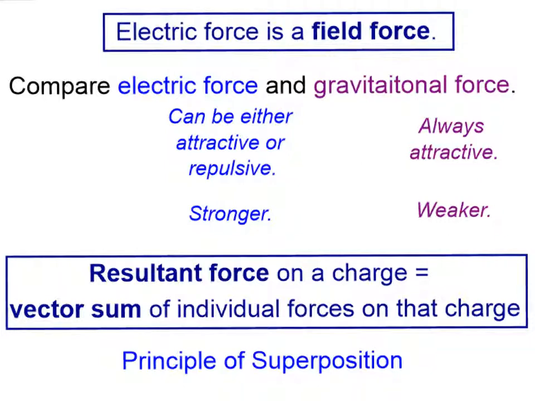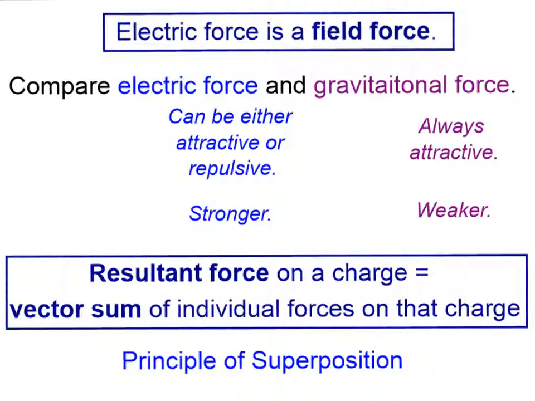interacting and acting on another charge, we're going to need to look at the resultant force on a charge. And we do that just like we did before when we found the resultant quantity of a vector: we found the vector sum of all the individual parts, all the different forces that are acting on that charge. We're going to have to take them apart, look at all those different vectors, add them up, and that will give us the resultant force on the charge.